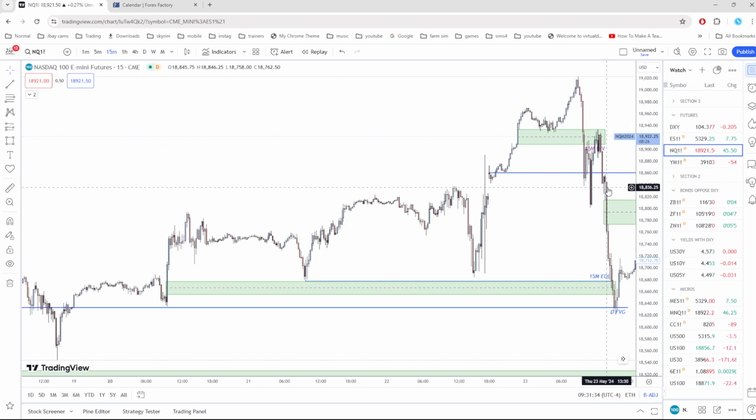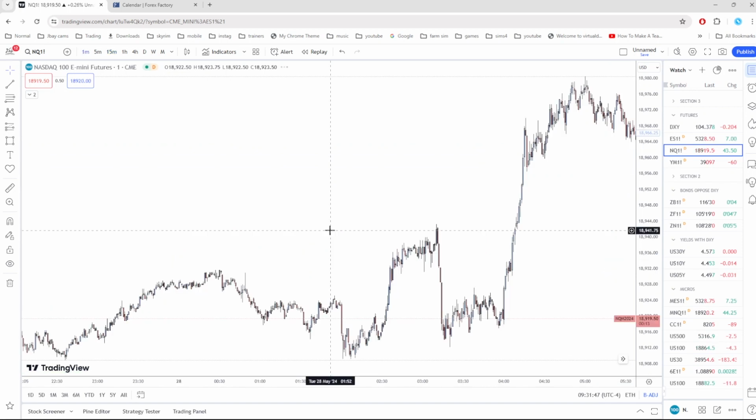So that gives you a confluence. Price traded through it, back into it, down lower, back into it one more time, and it obviously moves down lower. So that gives you a higher time frame level to trade into.